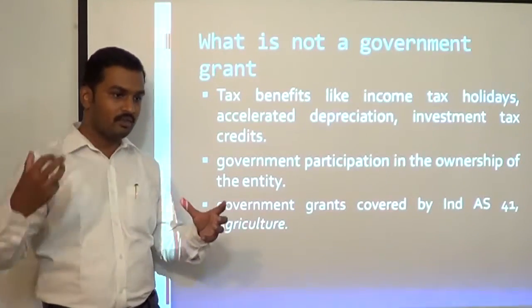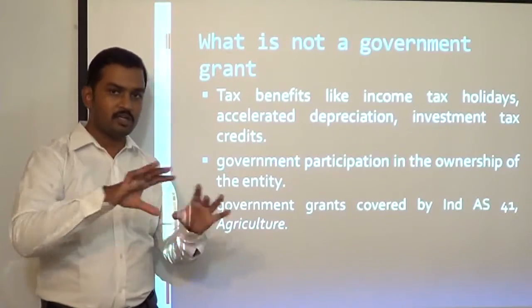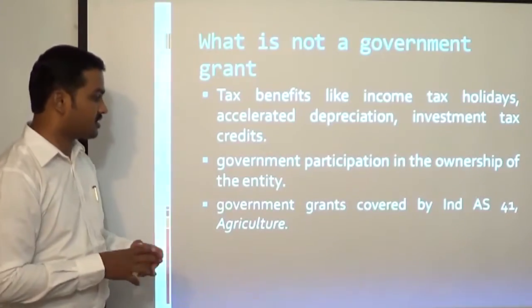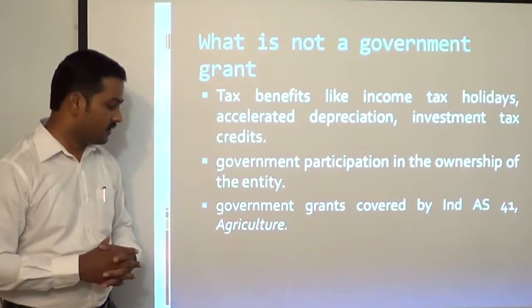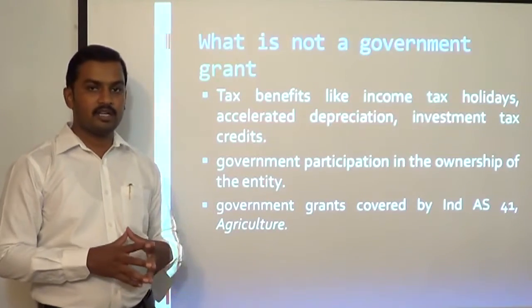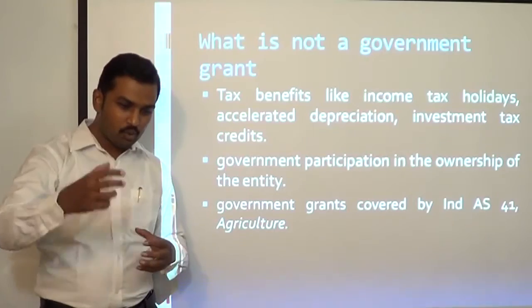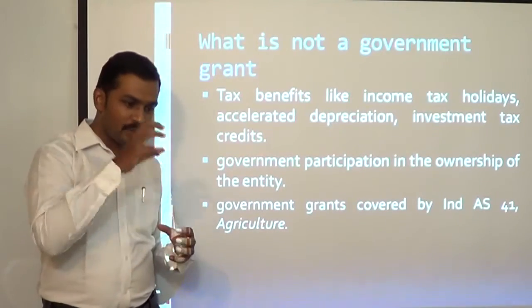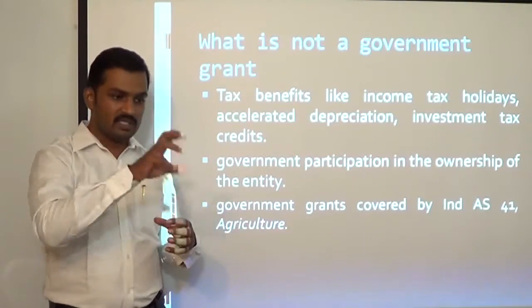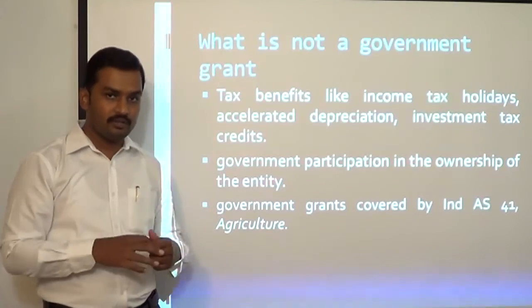Government controlled entities, government introduces some capital. It's a resource transferred by the government to the entity, but it is outside the scope of this standard. Next, government grants covered by Ind AS 41 agriculture. In our earlier lectures we have discussed government grants relating to agriculture. Grants provided to an entity to engage in a specific type of agriculture activity in a specific region, how to deal with it is covered by Ind AS 41.